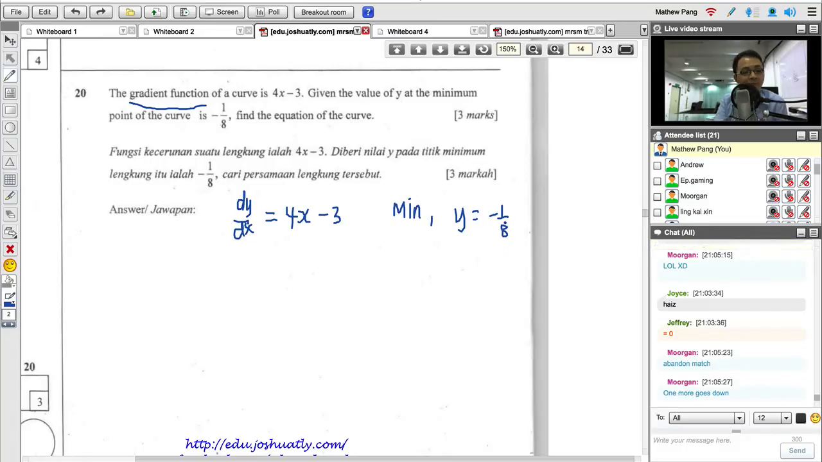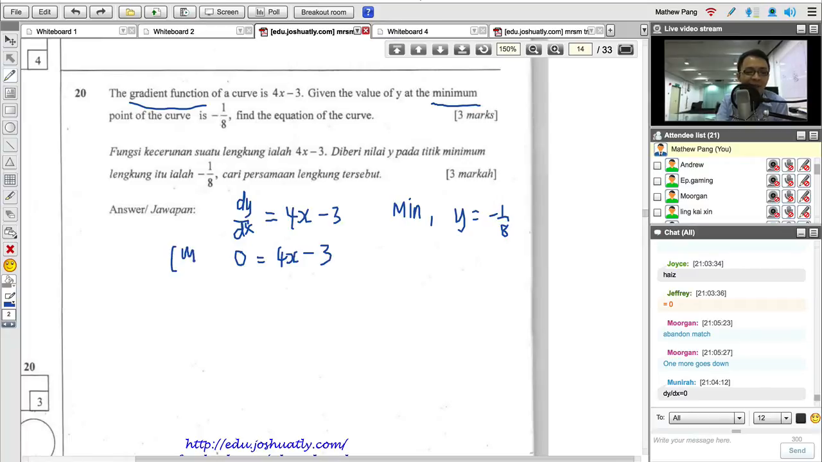All right, so the first thing that comes to my mind is, at the minimum point, dy/dx will equal 0, isn't it? So dy/dx equals 0. 0 equals 4x minus 3. So at minimum, dy/dx will equal 0, okay? So my x is equal to 3/4. All right, so x equals 3/4 means I substitute into my y equation, I will get -1/8. All right, this is a coordinate.